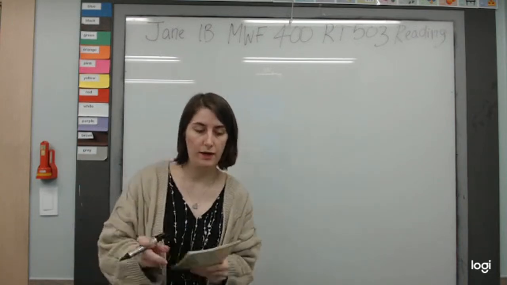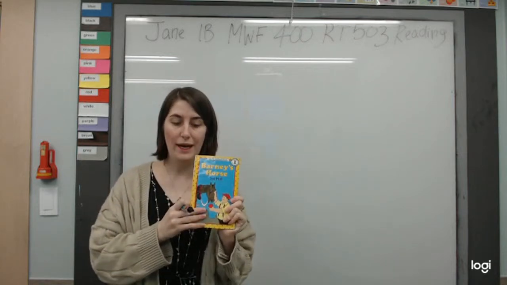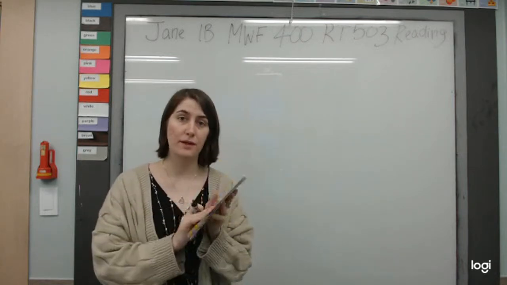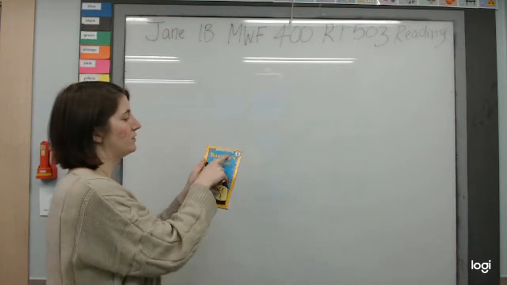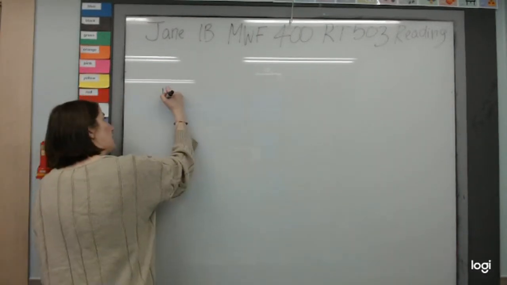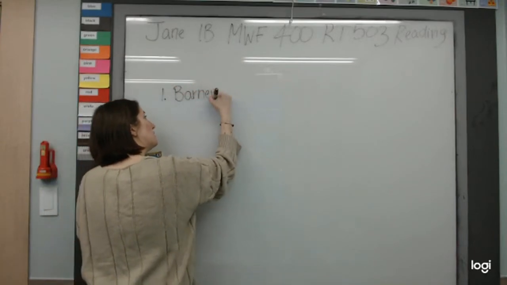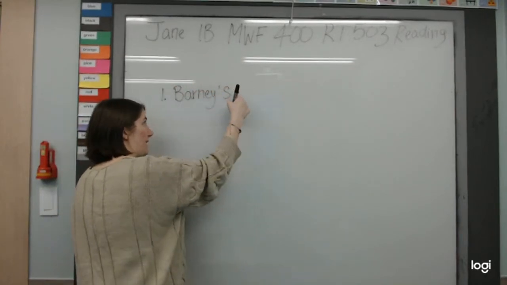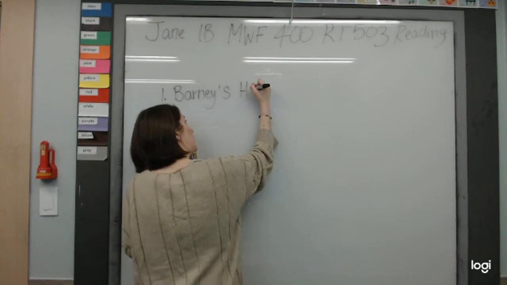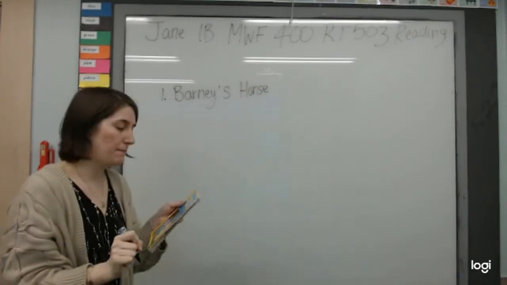Number 1, look at the cover of the book. What is the title of the book? All right? Well, our title is in nice and big right here. So the title of the book is Barney's Horse. So Barney's, apostrophe S, because it is Barney's, and then horse. And horse is an important word, so capital letter, okay?